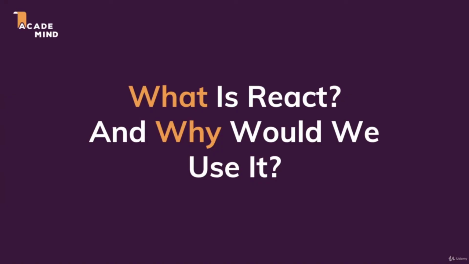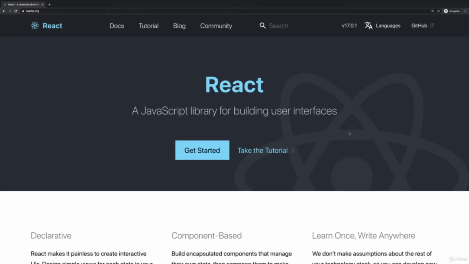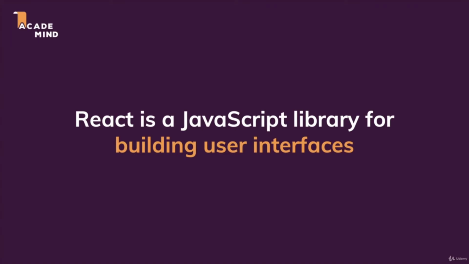So, what is React, or React.js as it's actually called, and why would we use it? Well, to answer that first question, what it is, we can of course visit react.js.org, the official React.js webpage. And there we learn that React is a JavaScript library for building user interfaces. That's a nice sentence. But what exactly does that mean?